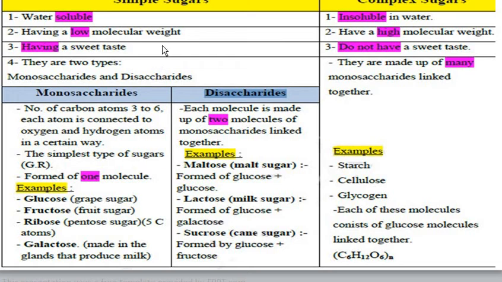Simple sugars have a low molecular weight, like glucose or sugar, but starch has a high molecular weight. If we taste sugar, it will have a sweet taste. But if we taste starch, it will not have a sweet taste.